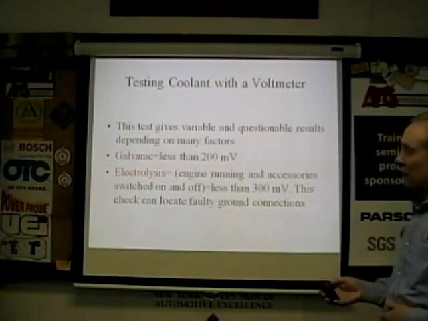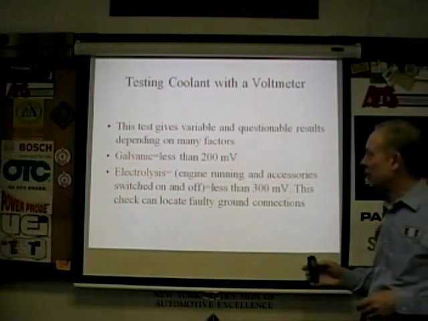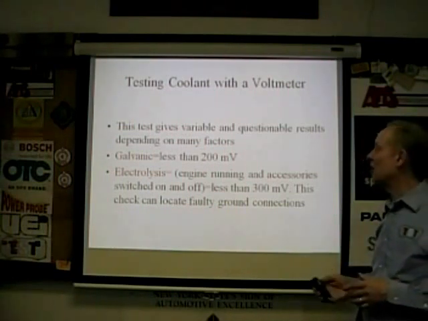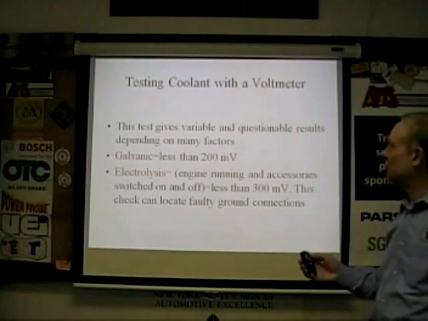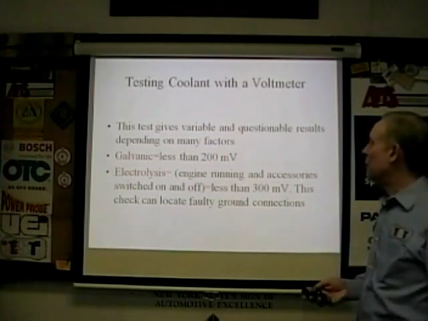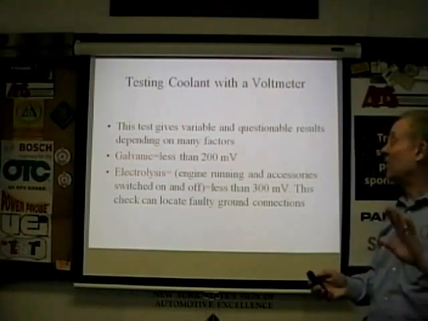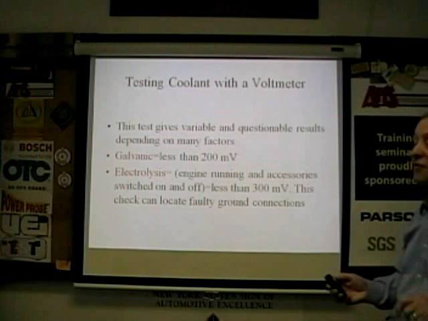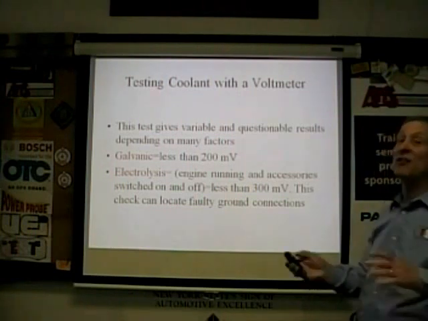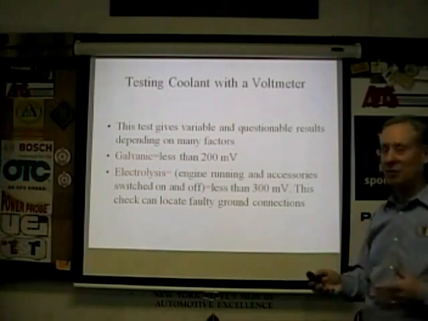Voltmeter. In this case, we're testing for galvanic action or electrolysis. If the voltage is less than 200 millivolts, you could have galvanic action. But if it's over that with the engine running, now you have electrolysis. Electrolysis is a much faster process. It's how they electroplate things. Unfortunately, you're electro-deplating parts of your motor.